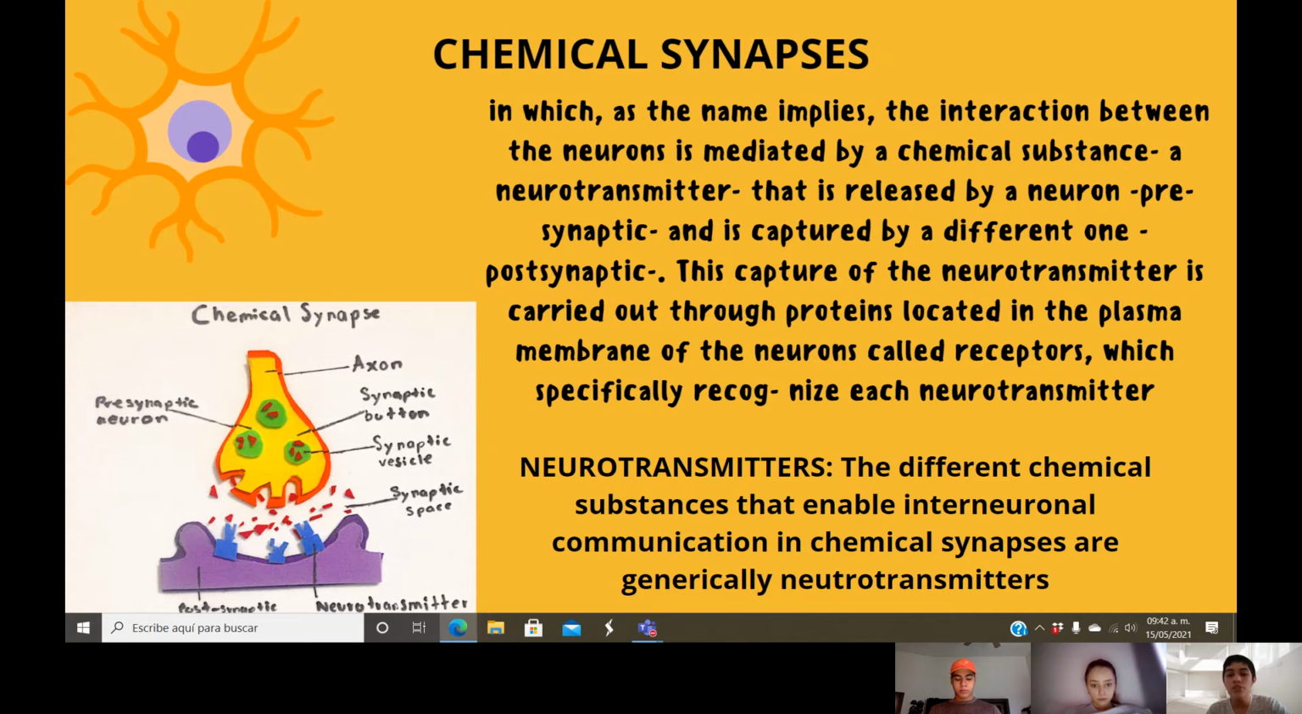specifically recognize each neurotransmitter. Now, what is a neurotransmitter? A neurotransmitter is a chemical substance that enables interneuronal communication; in chemical synapses, the mediators are generally neurotransmitters.